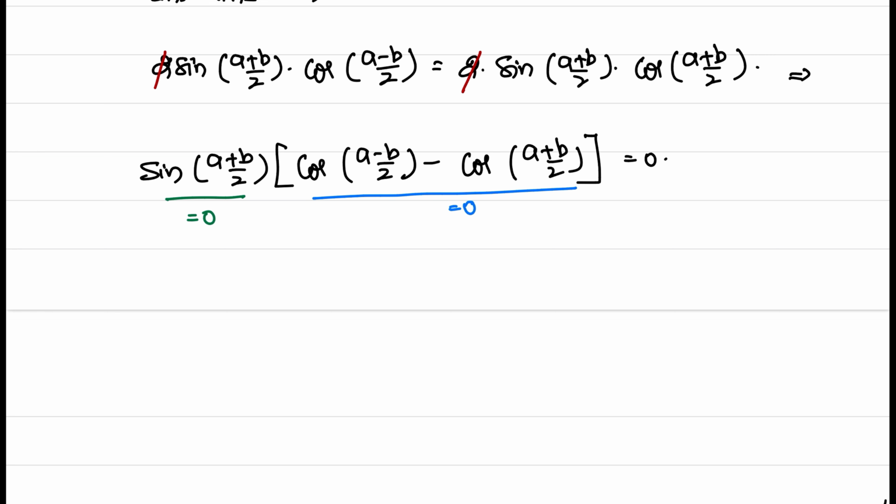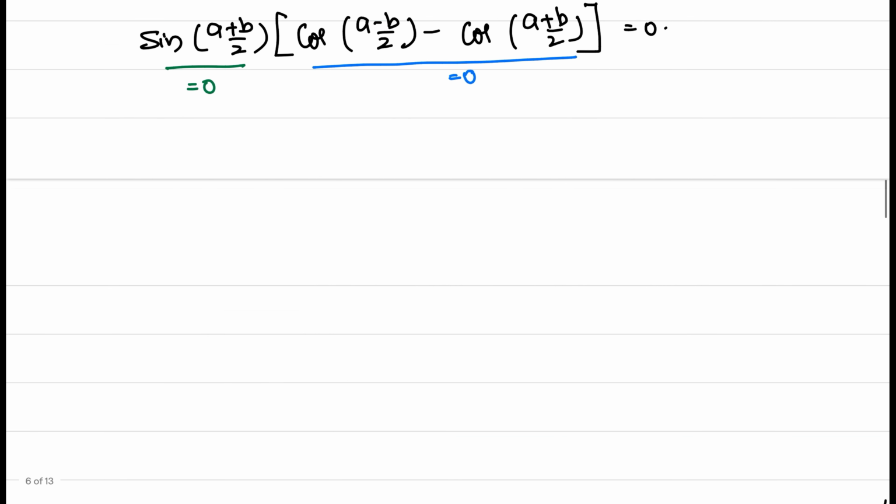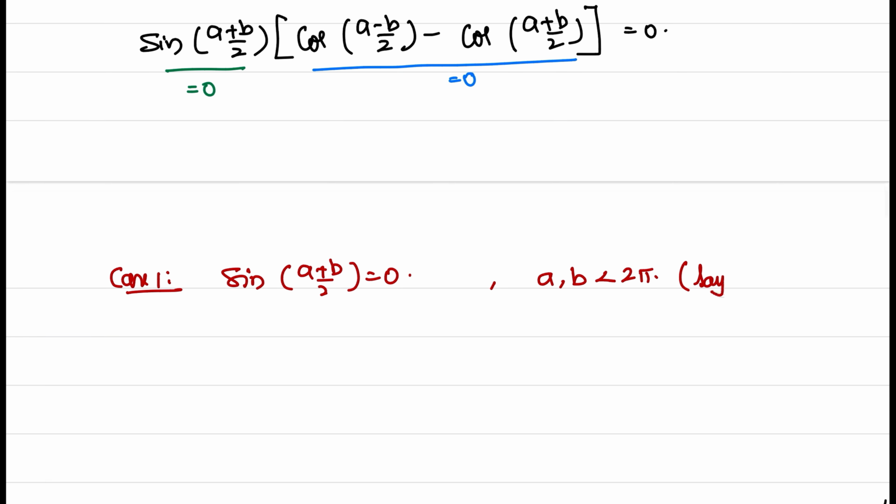Let us consider case 1, where sin((A+B)/2) is equal to 0. We know that A, B are less than 2 pi. That is the given condition. We are not considering the negative values here. A+B, let us say, positive values, and A, B less than 2 pi.